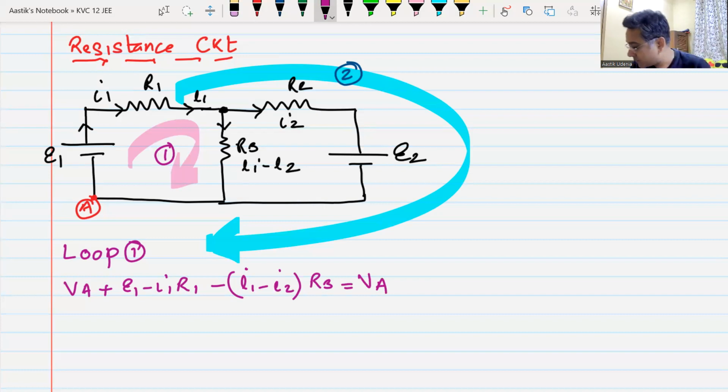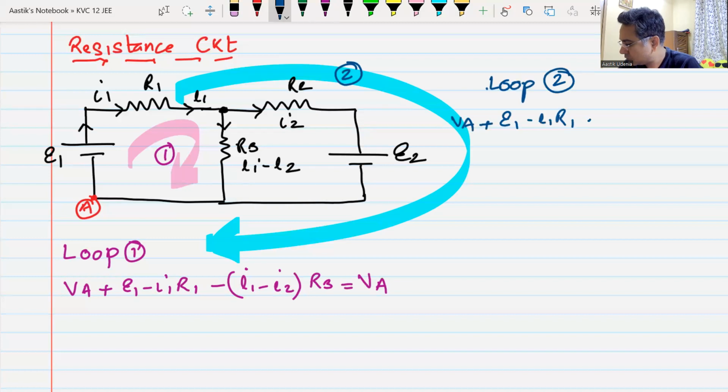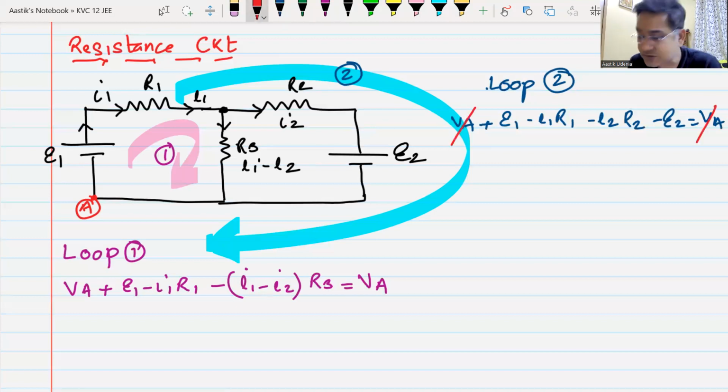Understood, sir. Okay. Loop number two: VA plus E1 minus I1 R1 minus I2 R2 minus E2 equals VA. As you can see, there are two unknowns and two equations. You should be good enough to solve them. Once you solve them, everything turns out.